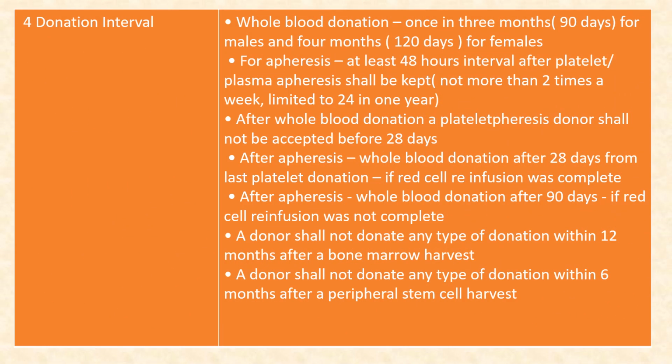Interval. When a donor is donating whole blood, male donors can donate every 3 months. For females, they can donate every 120 days. For apheresis, at least a 48-hour interval after platelet and plasma apheresis shall be kept. After whole blood donation, a platelet pheresis donation cannot be accepted before 28 days. After apheresis, whole blood donation can be accepted after 28 days from the last donation. After apheresis, whole blood donation after 90 days if the red cell reinfusion was not complete.